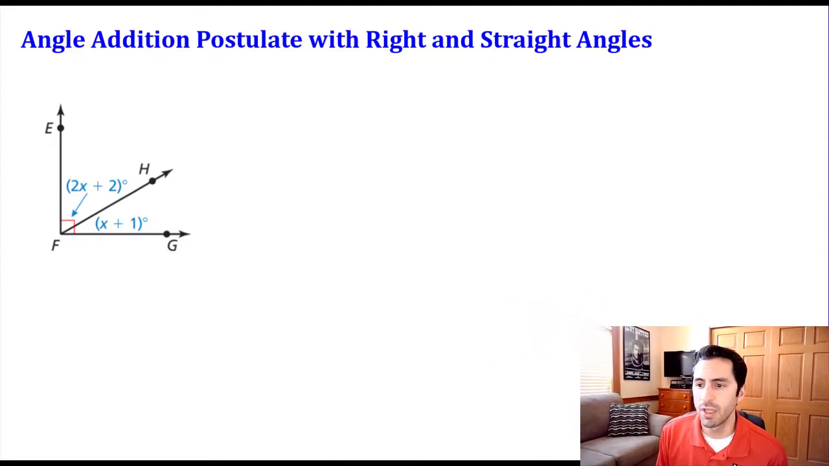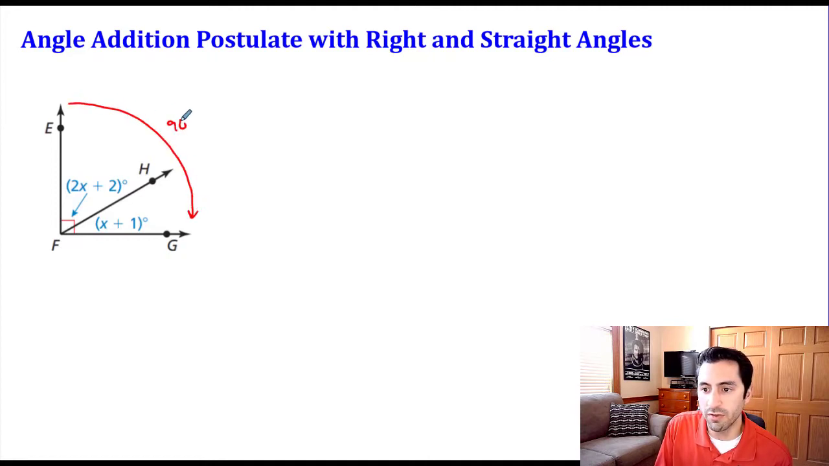in a diagram. So in my first example, if I just look at what's going on, the first thing I should note is in the corner, I have this little red box. So that little red box is indicating that this is a right angle. So right away, I know that this entire angle has a measure of 90 degrees. As long as I know that, I can use the angle addition postulate to help me set up an equation.